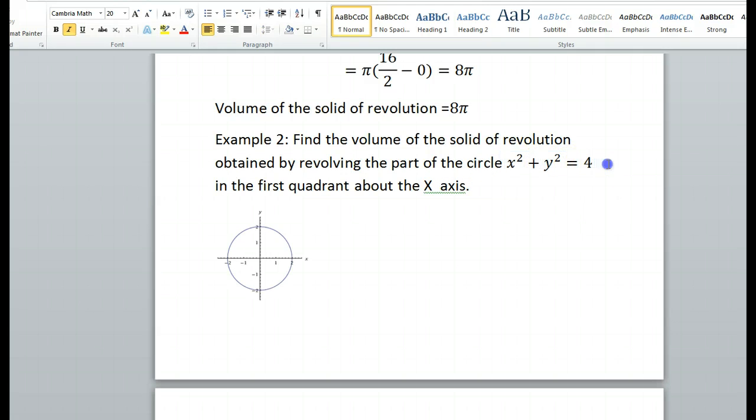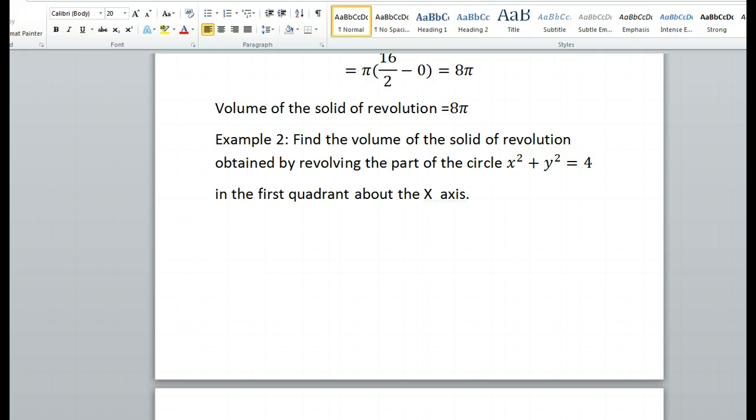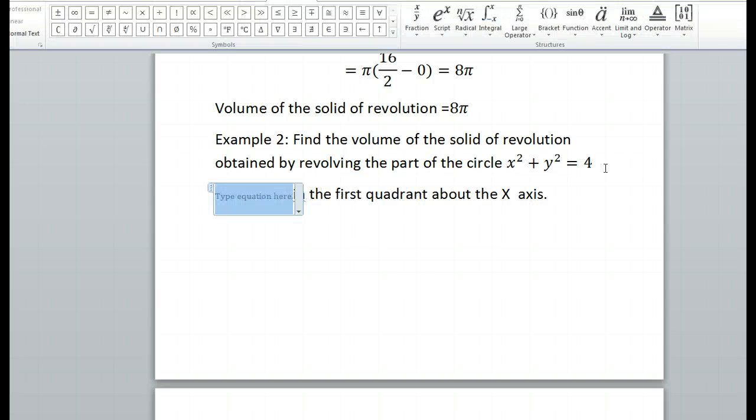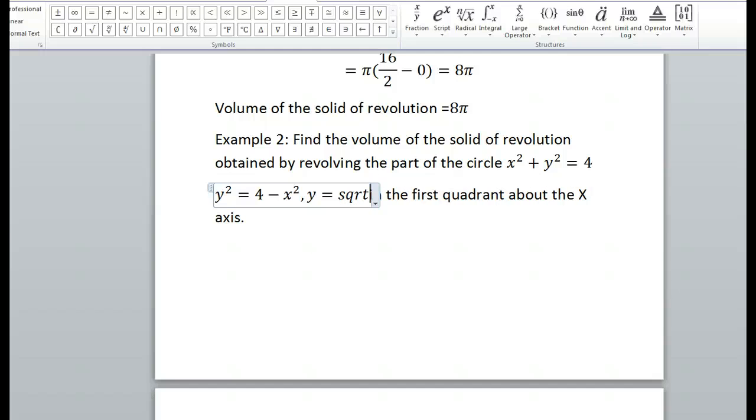Okay, so if you want to solve this for y, what do we get? Let me solve this for y. Y squared will be equal to 4 minus x squared, right? And then if you want to take the square root, you get what? Y equals the square root of 4 minus x squared, right?